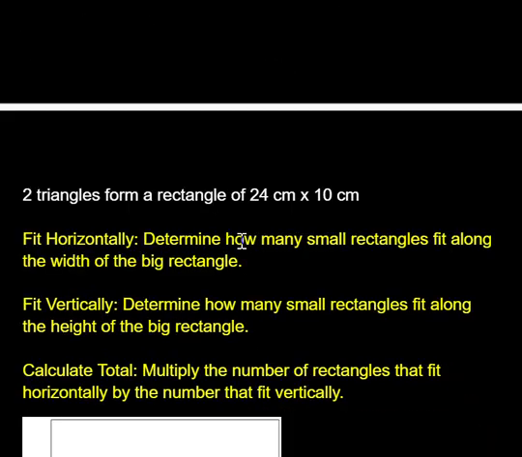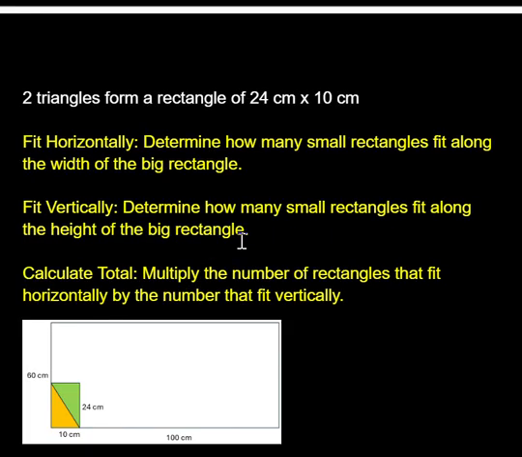Next, we look at the second part of the question. The second part basically asks how many triangles you can cut from a piece of paper. To solve this question, first you need to understand that two triangles form a rectangle of 24 centimeter by 10 centimeter. I show it here. If you stack them together, it forms nicely a rectangle.